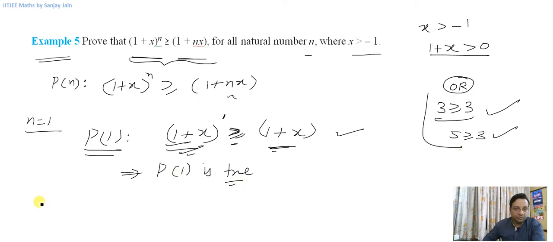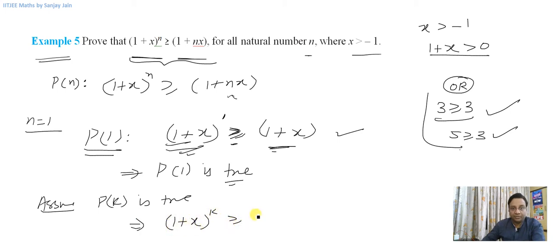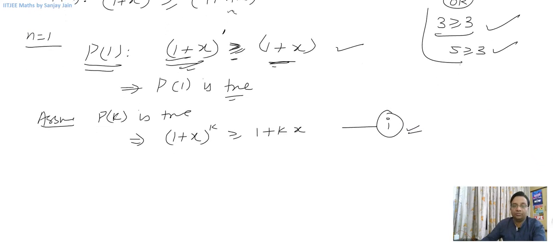Now assume p of k is true. That will give me 1 plus x raised to power k is greater than or equal to 1 plus kx, and let it be my equation number 1. Now based on this equation number 1, I'll show p of k plus 1 to be true.